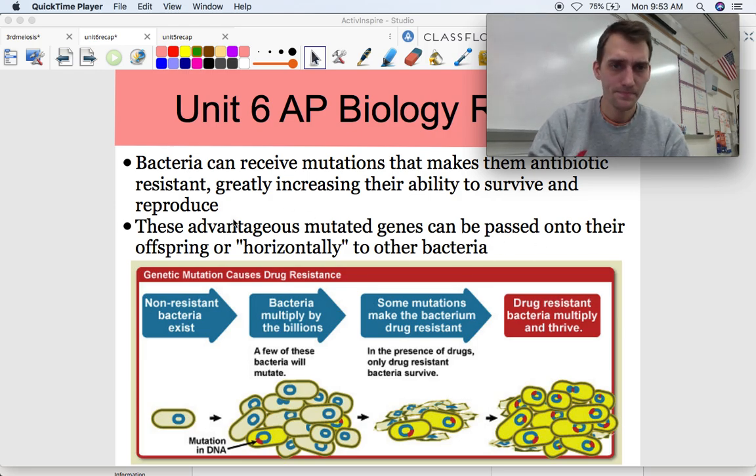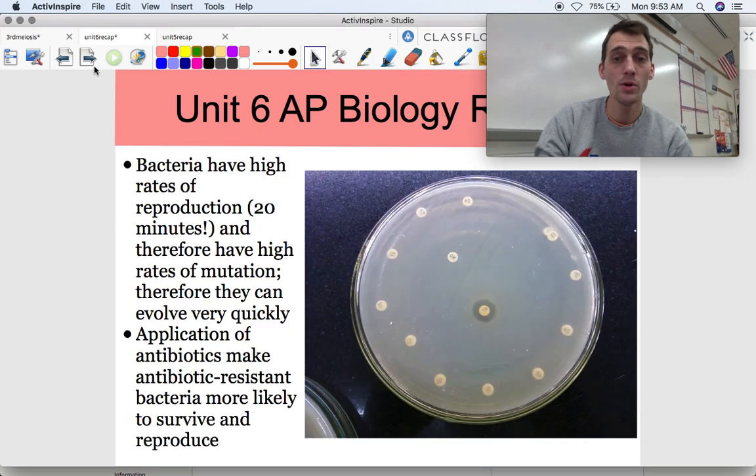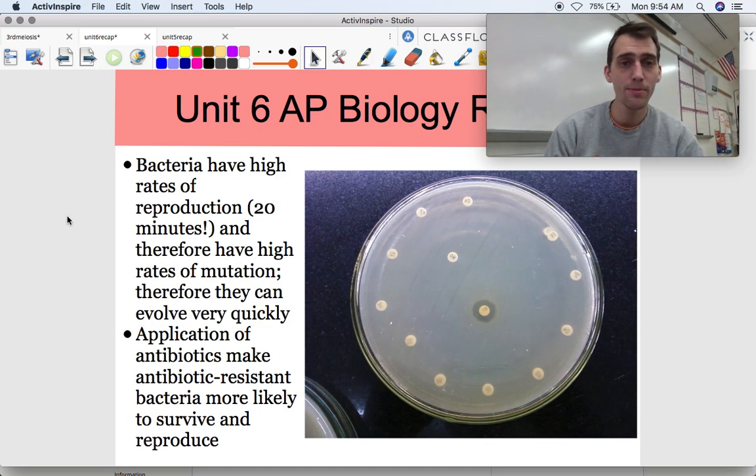That's a big deal. These advantageous mutated genes can be passed on to their offspring or horizontally to other bacteria. So bacteria, as I was saying, have high rates of reproduction, every 20 minutes in some strains of E. coli, and have high rates of mutation. Therefore, they can evolve very quickly. We're going to understand this better next unit.